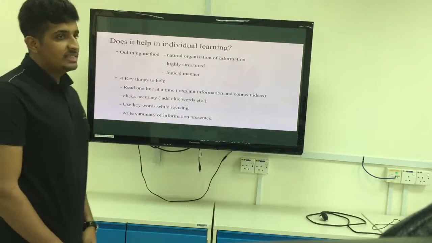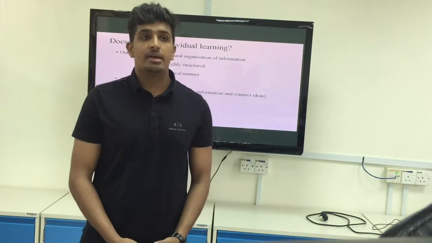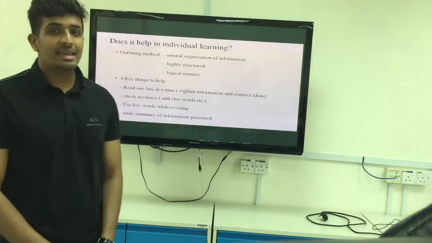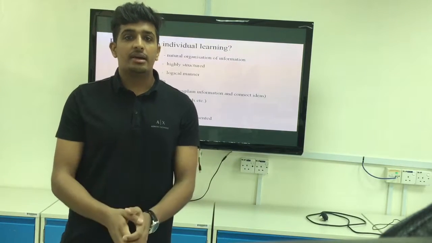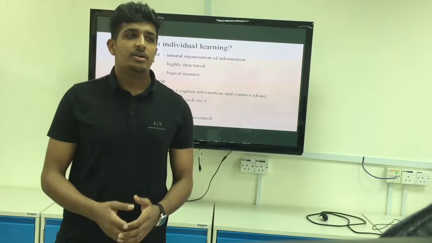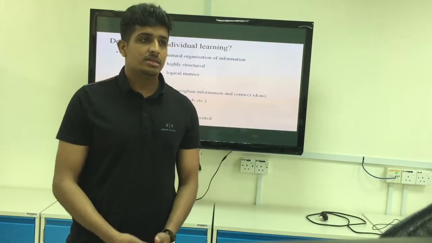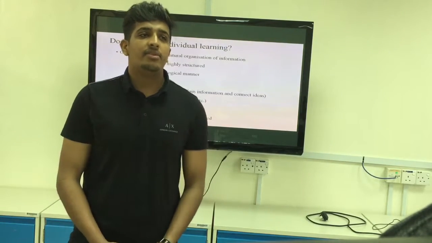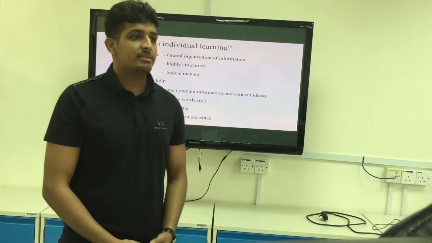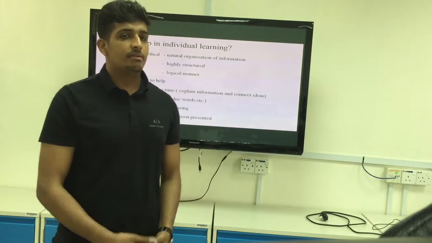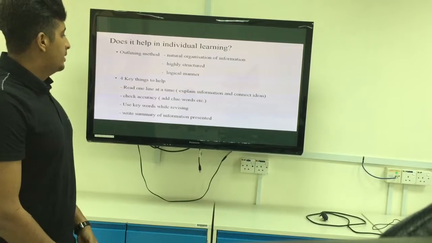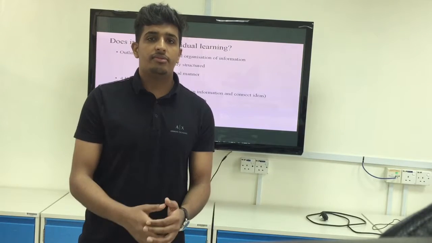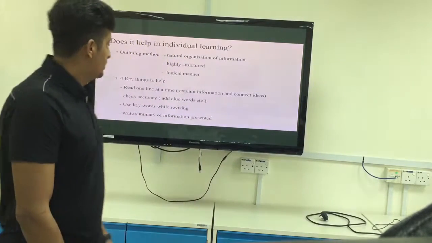There are four key things to help you revise from an outline note-taking method. The first one is read one line at a time. For example, try to connect the ideas and try to reflect on what you learned in the class. Secondly, check the accuracy of information. For example, if you misspelled a word in the class, you can correct that spelling while you learn independently at home. And you can also add some clue words to shorten long words, just to save your time.